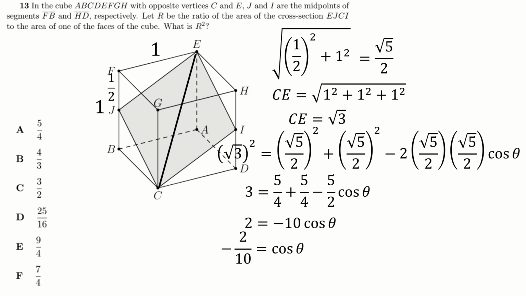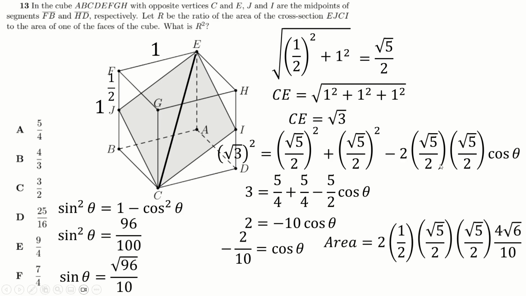I'm just going to do this quite quickly because it's pretty boring, but eventually you end up with this, and you can now use sine squared plus cos squared equals 1 to work out sine, which is this, and that cancels down to 4 root 6 over 10. I think I put this in first by accident.